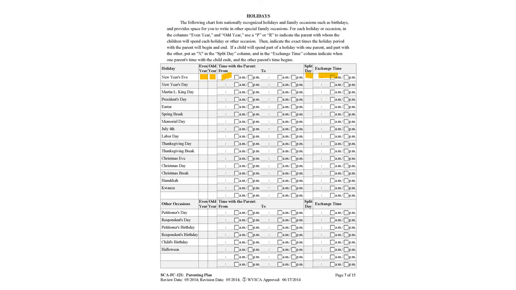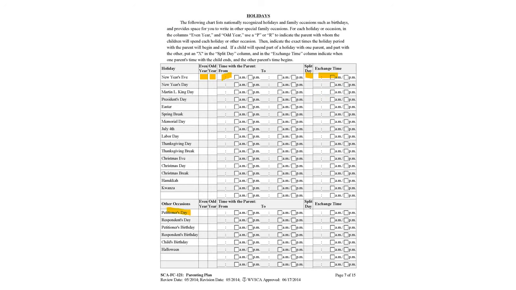When you complete this chart, think about what your family has traditionally done. If, for example, the kids always spend Easter with mom's family, you should always give mom Easter. Another thing to keep in mind is how far apart you live. You can split days if you live closely, but that may not work if you live a long way away.